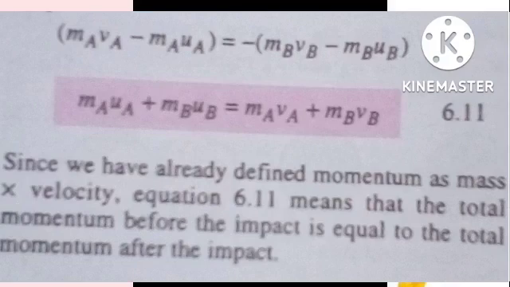So this involves two colliding bodies. Anytime you have two objects in collision, there's a conservation of momentum between the final and initial states. We've already defined momentum as mass times velocity. That means the total momentum before impact is equal to the total momentum after the impact of the collision.